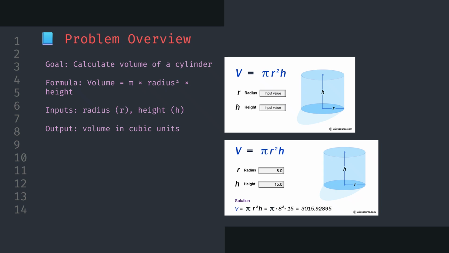To calculate the volume of a cylinder, we first use the formula pi times the square of the radius times the height. We build a function that takes in a radius and a height, checks if the values are valid numbers, and then returns the correct volume. Let's dive into the code.